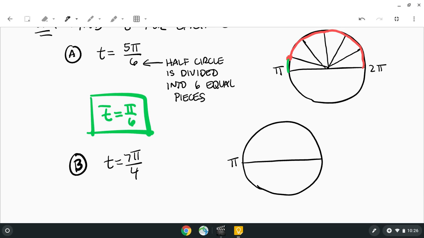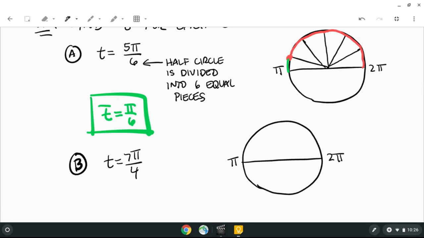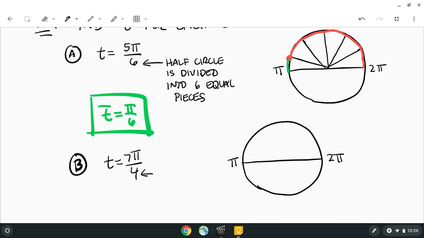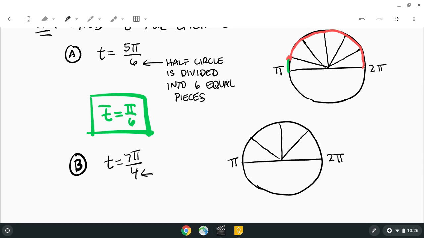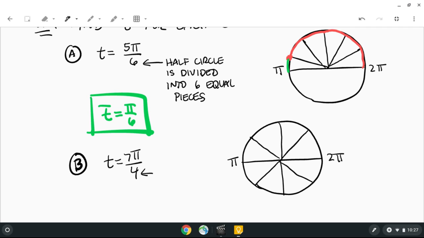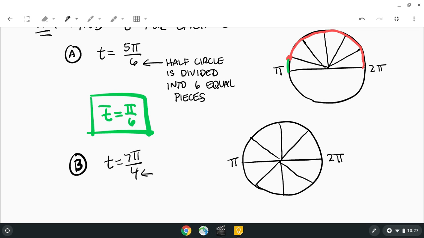Okay, here's pi. If I go full circle, I go 2 pi. All right, so it's cut in my half circle again. So that's what this means. My half circle is divided into 4 equal pieces. Okay, but I'm going to need 7. So I'm going to need some from the bottom. So let me cut that into 4 equal pieces. Okay, so 7 pi over 4.